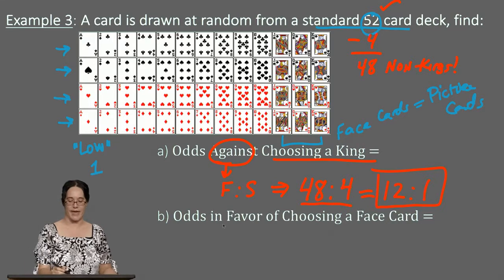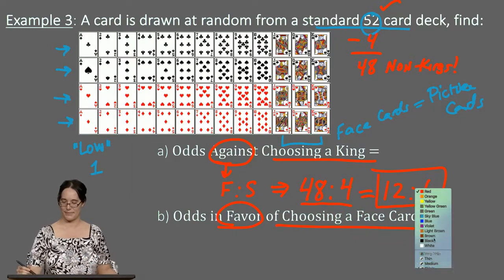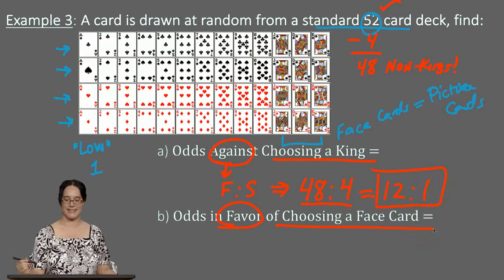On the other hand, if they ask for the odds in favor of choosing a face card, what would this be? Try it on your own. Okay, let's see how you did.